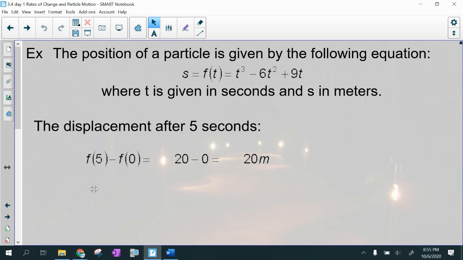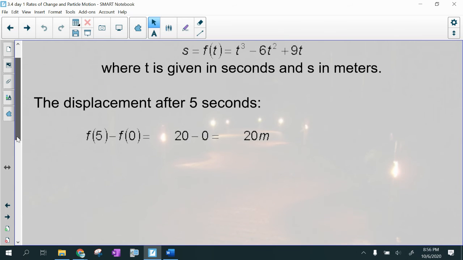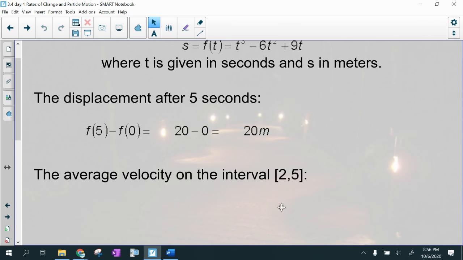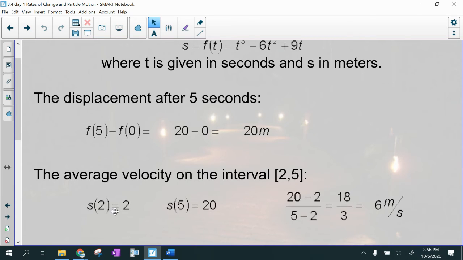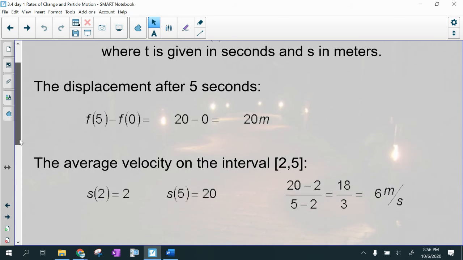Next up. Let's scroll down a little bit so I can click on something here. What is my average velocity in between 2 and 5? What I need to do is find my displacement and divide that by the difference in time. So I need to figure out what s of 2 is, which ends up being 2, and s of 5 is 20. I take the difference between the two numerical values, and I'm looking at 6 meters per second.